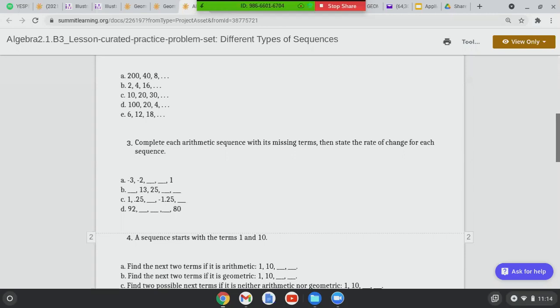So now look at the first one. You owed me $3. You did something, then you owed me $2. Figure out the thing, and then what are the two terms that are missing? -1 and 0. All right, and what's the rate of change? Put it on the outside. What's happening? +1. Absolutely.